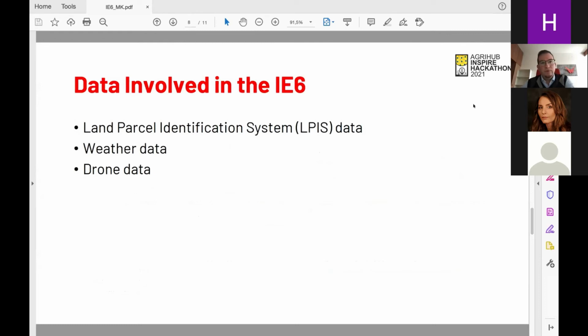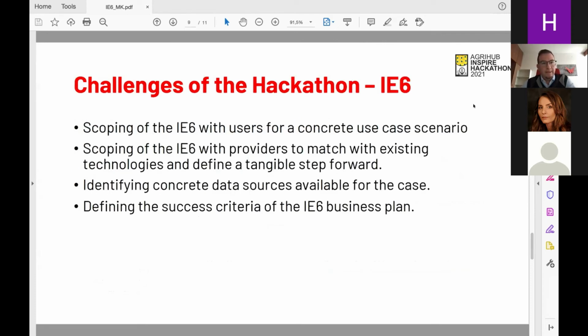The data involved in the innovation experiment with drones are the LPIS data. So it's land parcel identification system data, weather data, and the drone data, historic data from drones, or also the data collected via the experiment itself.